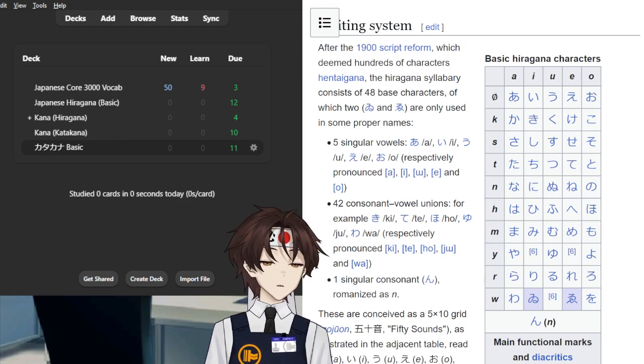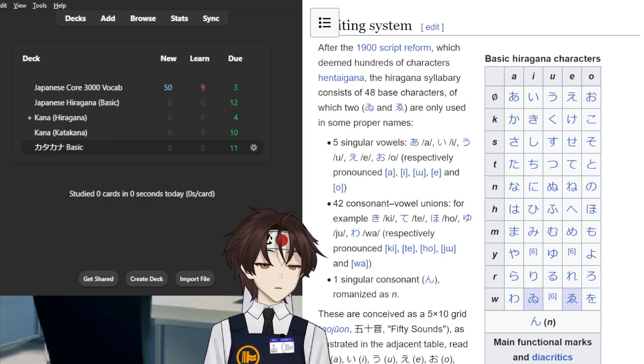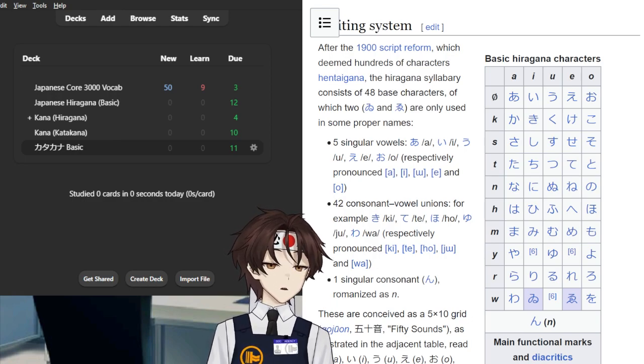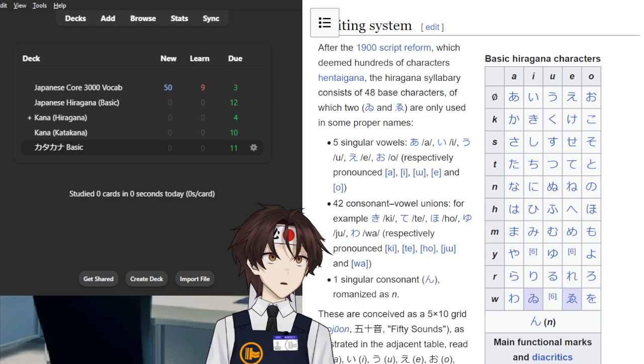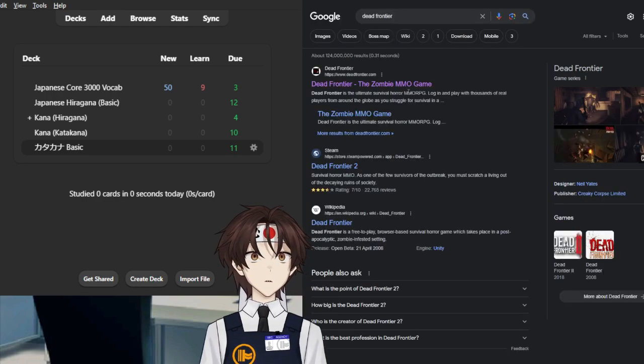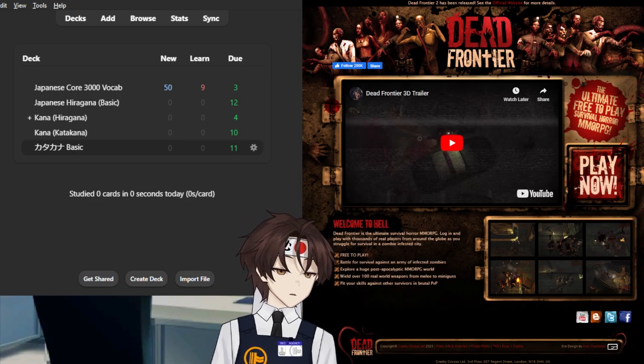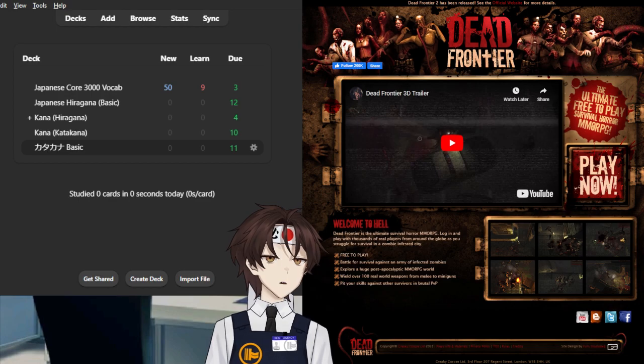Right? For people who are unaware, I'm going to show you guys a small preview of what I'm talking about. This game, Dead Frontier. Everyone knows Project Zomboid by now, but this one, yeah, the zombie MMO game. Not sure if you guys can see that. You guys can see that? Yeah, yeah.